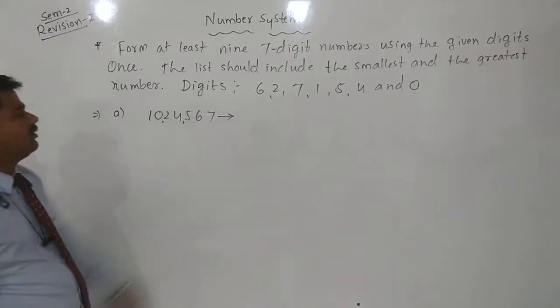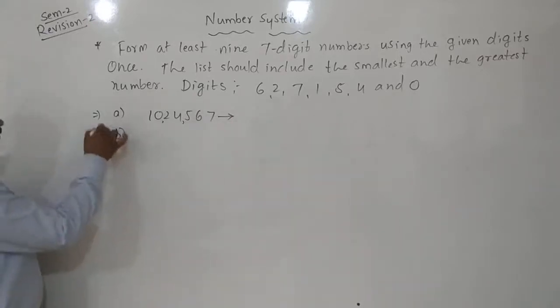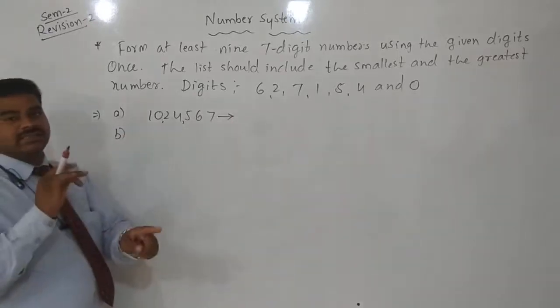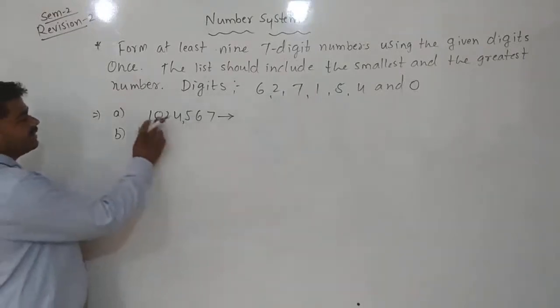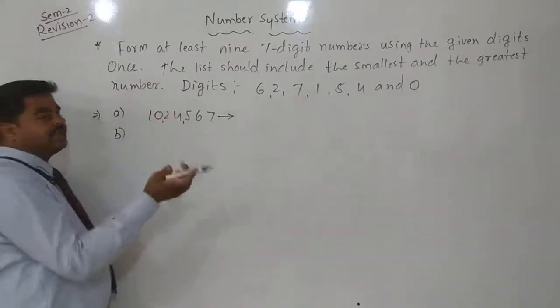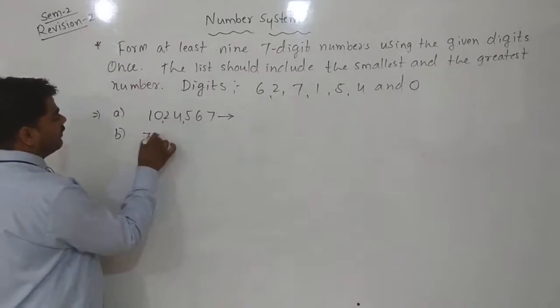10,24,567. Very simple. Next, the greatest number will be formed. For the greatest number, just reverse this one, descending order, and here you should write the 0 at the last.